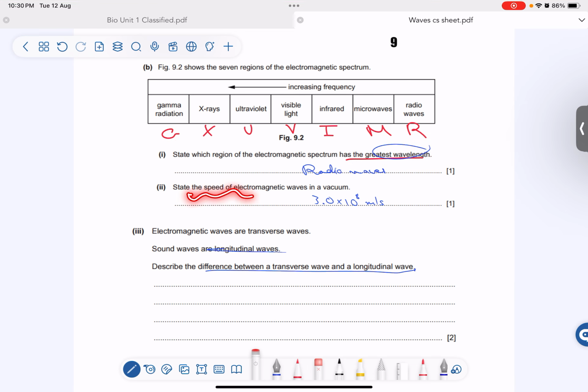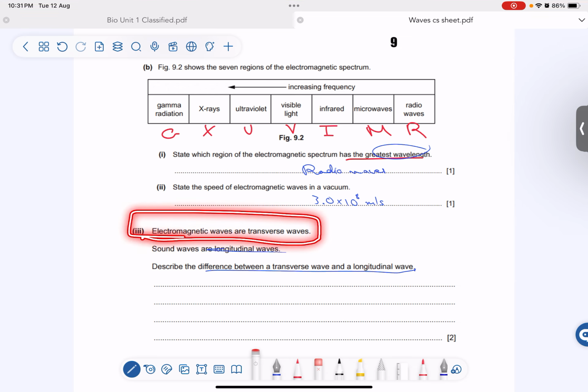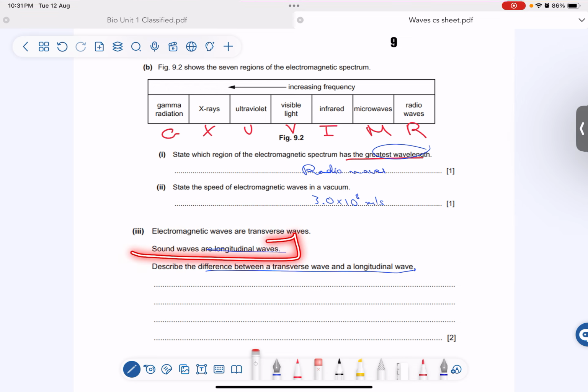The speed of electromagnetic waves in vacuum, even if it was in air, is nearly the same, 3.0 times 10 to the power of 8 meters per second. Then we have electromagnetic waves are transverse waves. Sound waves are longitudinal waves. Explain the difference between transverse and longitudinal waves.